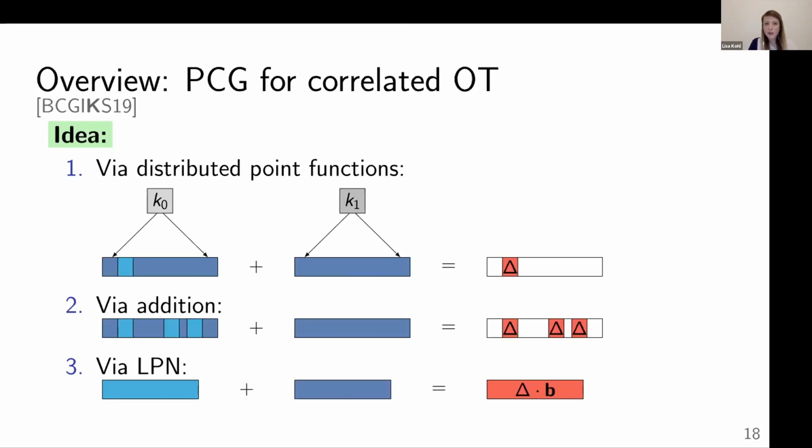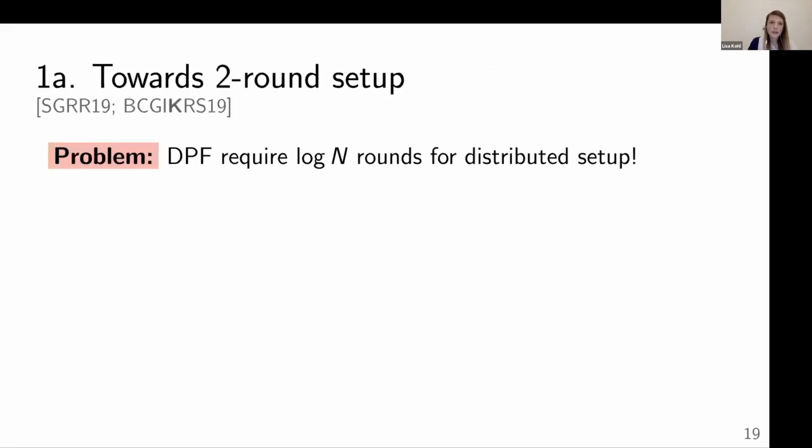But now I want to go a bit into detail about the steps and how we actually do it. First, I promised a two-round distributed setup. I said we can get two-round OT extension, and actually, as I wrote it, you cannot get a two-round OT extension, because distributed point functions you can set up very efficiently in a distributed way, but you need log n communication, where n is the length of the output. So this is certainly not true.